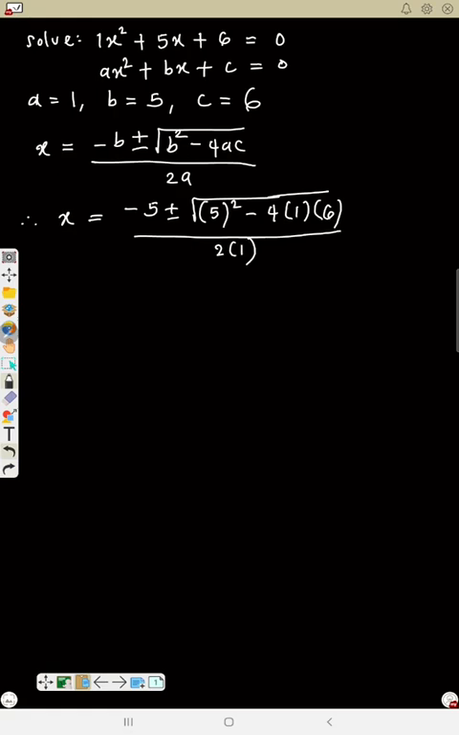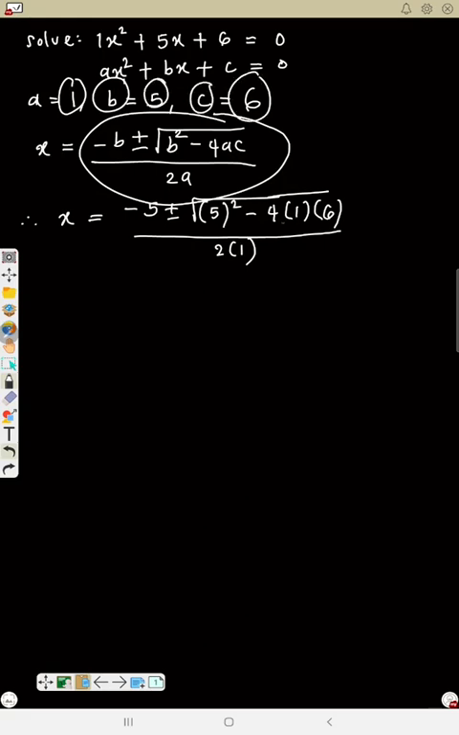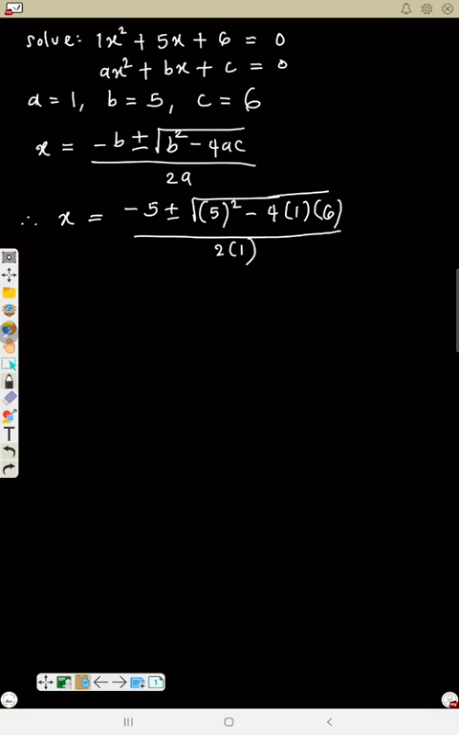So I hope you get the substitution. Anywhere you see in this formula, anywhere you see a, put 1, anywhere you see b, put 5, anywhere you see c, put 6. That's what we did to get this step. So the rest now is to press the calculator.